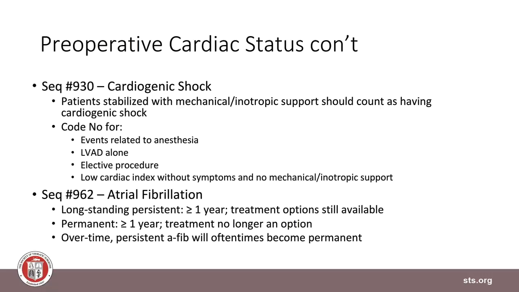Cardiogenic shock, sequence 930, does not have any changes. A few abstraction tips to point out include the key areas to differentiate when coding cardiogenic shock. Patients who have been stabilized with mechanical or inotropic drugs after a cardiac event, such as cardiac arrest, should be included in the cardiogenic shock population.